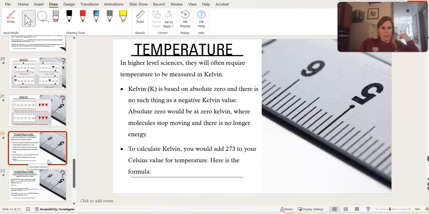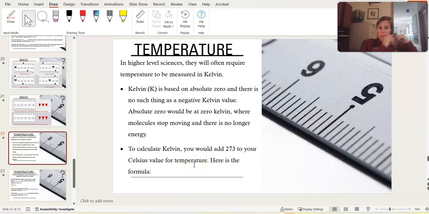Okay, and then finally, temperature. In higher level sciences, they will often require temperature to be measured in kelvins. Kelvin is based on absolute zero, and there is no such thing as a negative Kelvin. Technically, absolute zero is theoretical because it would be the point at which no energy exists. There's no motion of molecules. No life seems to exist. But where does the energy go?